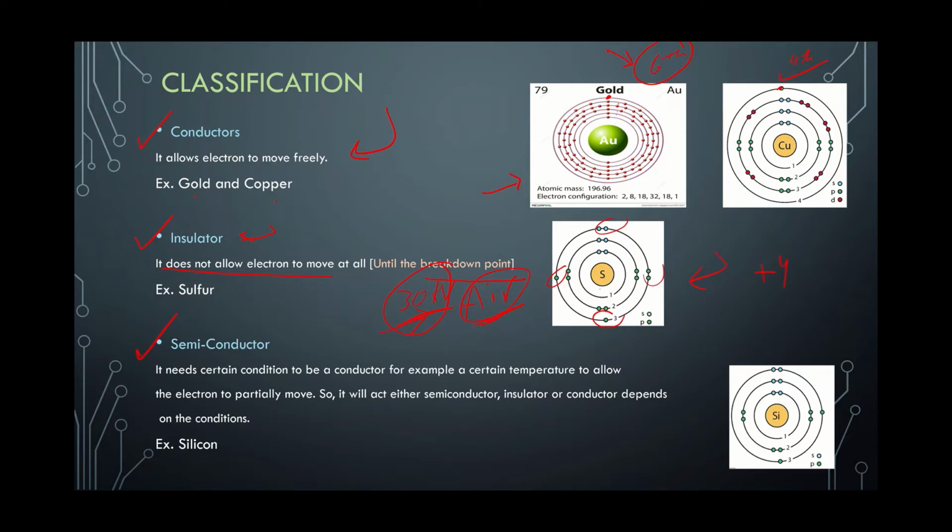The semiconductor needs certain conditions to be a conductor. So usually it is an insulator, or it can allow partial movement of electrons. When the temperature, for example, for some elements increases, it will be a conductor. So the semiconductor, depending on the condition, will act as either a semiconductor, insulator, or a conductor. For example, silicon. If we take the silicon in the solar cell, خلايا الشمسية, once the radiation hits the solar cell, the silicon becomes a conductor, and it will conduct electricity.